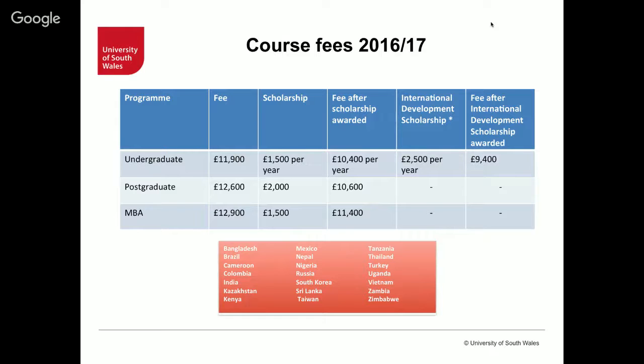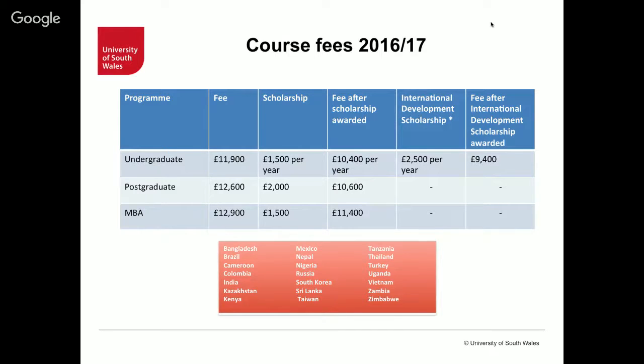Postgraduate, we also have a £2,000 scholarship, and that reduces the fee from £12,600 down to £10,600. And finally, for the MBA programme, it would normally cost £12,900, but we have a £1,500 scholarship, and it reduces it down to £11,400 per year.